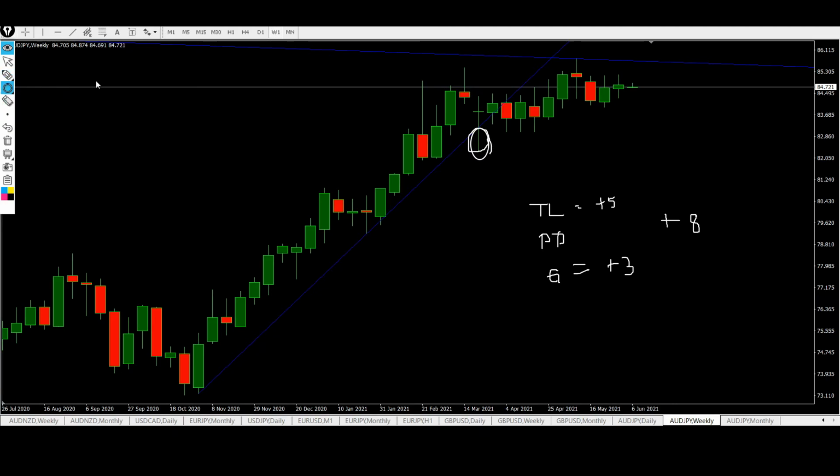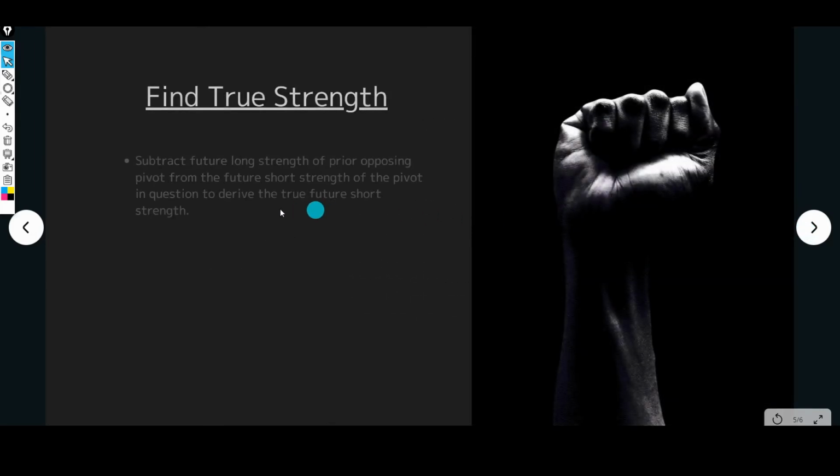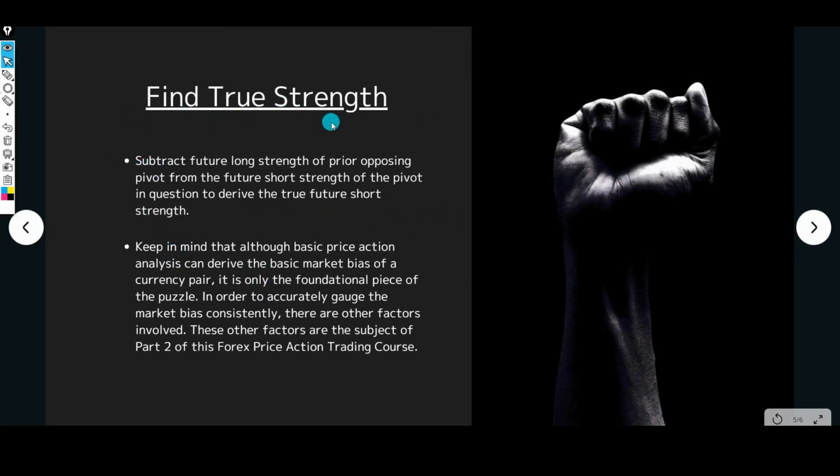Okay, so now that we know the future short strength of the pivot in question up here, and moreover the future long strength of the prior opposing pivot right here, let's go ahead and find a true future short strength of this pivot in question. Next slide. Find true strength. Subtract the future long strength of the prior opposing pivot from the future short strength of the pivot in question to derive the true future short strength. All right, let's go ahead and do that.